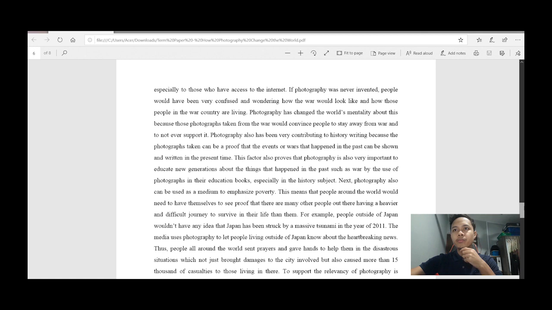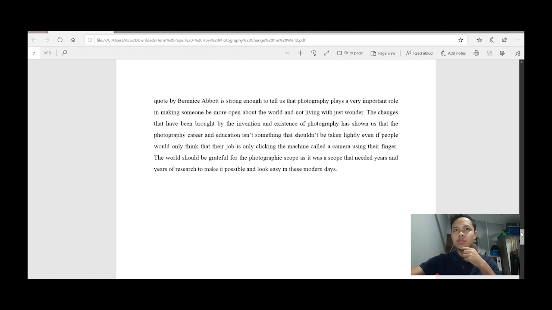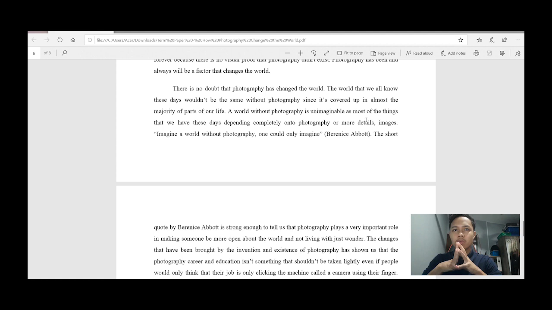So as for the conclusion, as you can see here, we conclude that photography really does change the world. We see in the last paragraph, which is the conclusion, that photography really changes the world. There is no doubt that photography has changed the world, as you can see here.